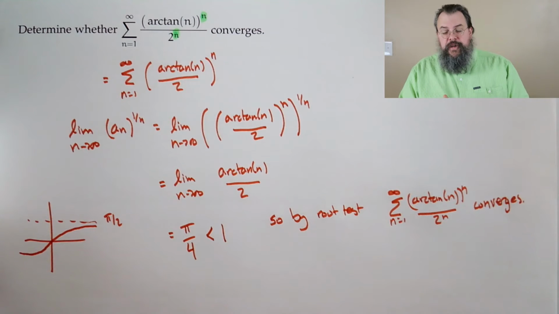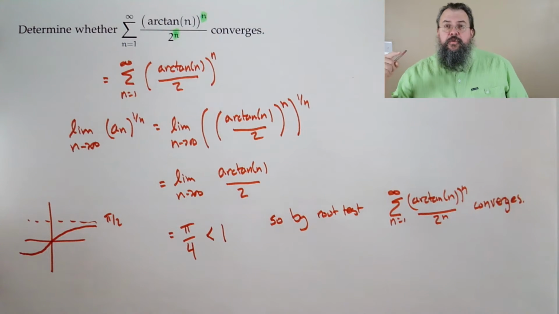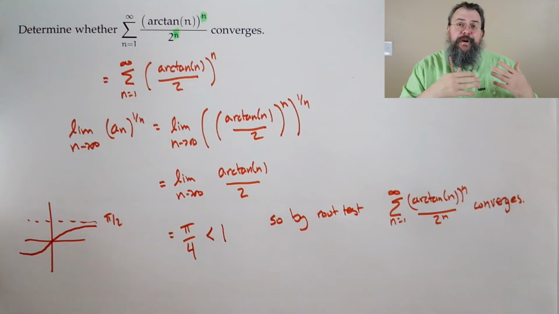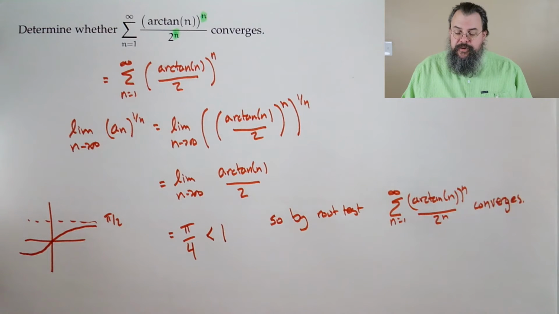But of course, what's really happening when we're doing things like the root test is we're saying, look, if you go way far down, it's behaving like approximately pi fourths to the n. In other words, it looks like a nice geometric series.